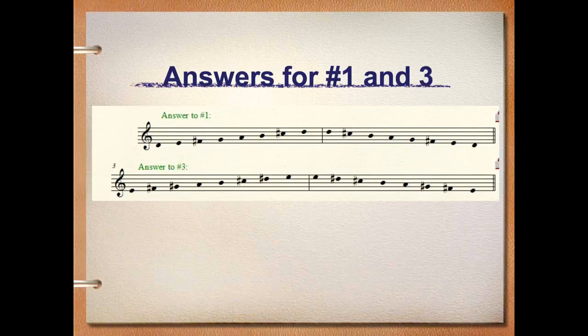So here are the answers for numbers 1 and 3, written a little bit neater. D, E, F sharp, G, A, B, C sharp, D. Again, just as review, we have whole step, whole step, half step. 1, 2, 3, 4. Tetrachord 1. Then we connect those with a whole step, and then we have TC2: whole step, whole step, half step, thereby creating the D major scale.